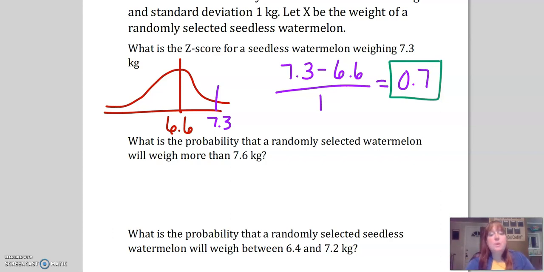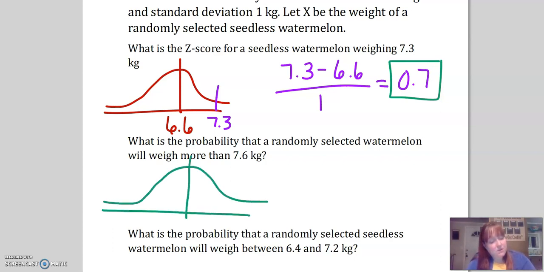Okay, what's the probability that a randomly selected watermelon will weigh more than 7.6 kilograms? So again, we've got this distribution, and we know that the middle of this distribution is 6.6, and we're trying to find the probability that we're going to pick a watermelon that's more than 7.6 kilograms. So what would that mean? Well, what's the area under the curve right here? How much of our data is under the curve right here?